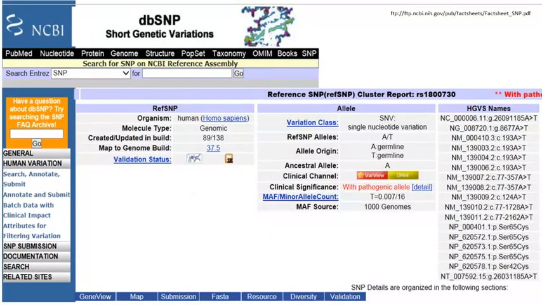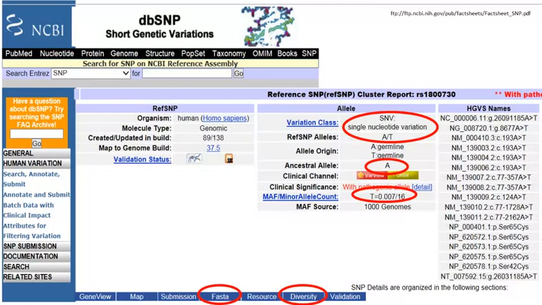Each record in dbSNP contains lots of useful information about the variation. For instance, this record is about a single nucleotide variation, A/T. The ancestral allele is adenine, which is usually determined by comparison with our closely related primates. A small part of human population acquired variant thymine. The frequency of the minor allele thymine is 0.7%. Down here, you can click to find additional useful information about this variation, such as flanking sequences and minor allele frequencies in different human subpopulations.